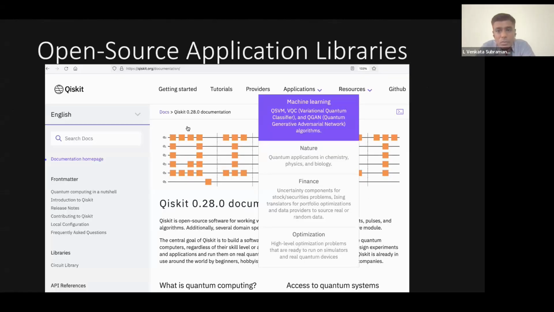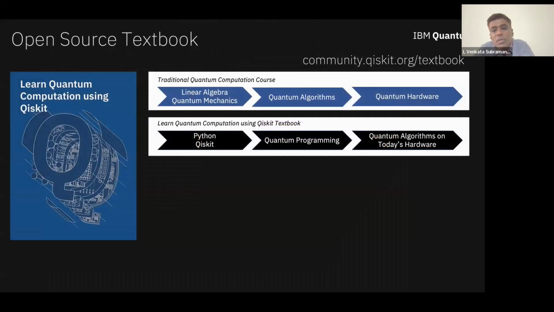Okay, and I saw somebody had mentioned Qiskit. So Qiskit is IBM's open source software development kit for quantum. You can download it, you can start using it. There are already existing libraries for machine learning, nature, which includes physics, chemistry, biology, finance, optimization. So multiple areas, right? So there are existing application libraries that you can use. There is also a textbook that you can use, which is an open source textbook. And you can actually go and start learning Qiskit programming, right?